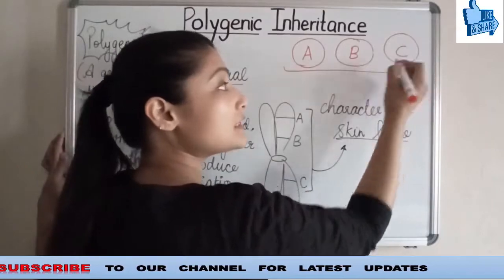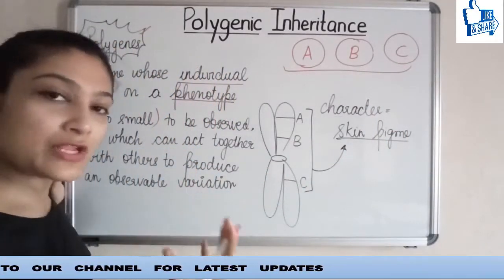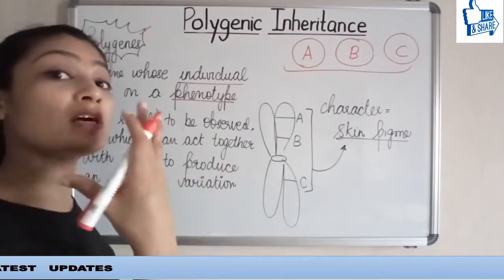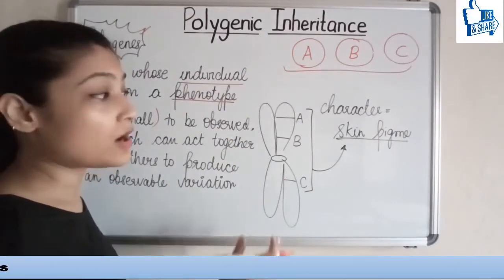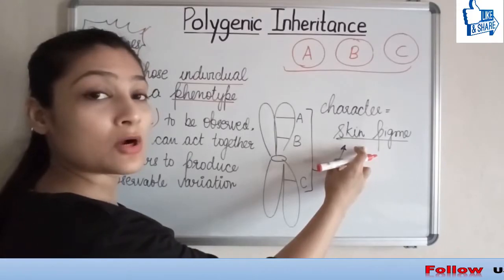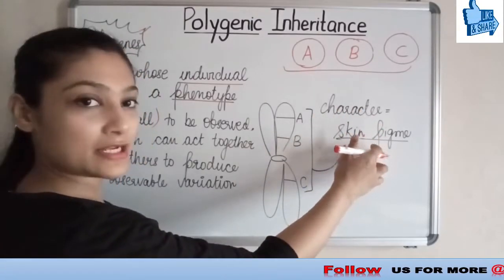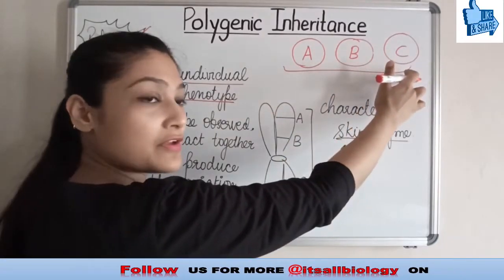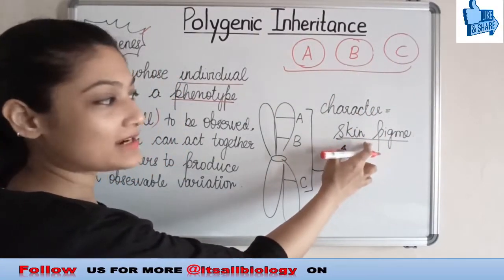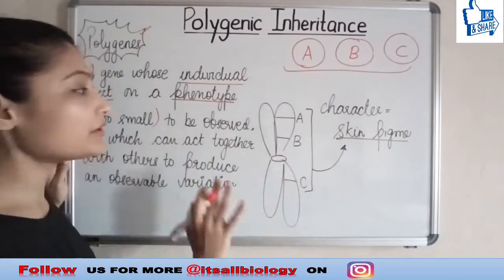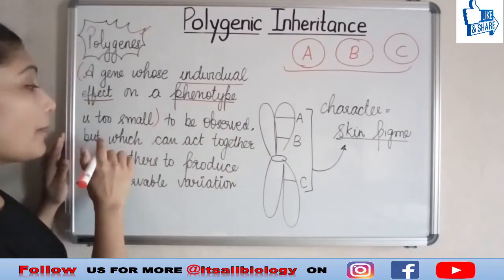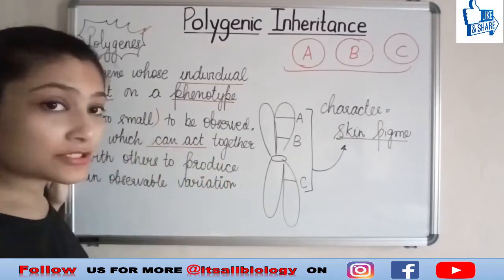Effect on a certain phenotype. Phenotype means the physical appearance or the physical character that we are talking about. So the character that we are talking about here is skin pigmentation. Simply, these are those genes whose individual effect for a phenotype, that is skin pigmentation, say for hair, is too small to be observed, but which can act together.